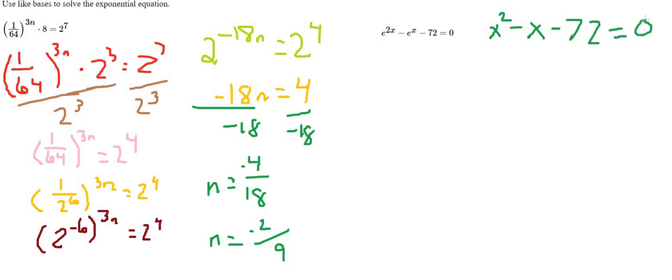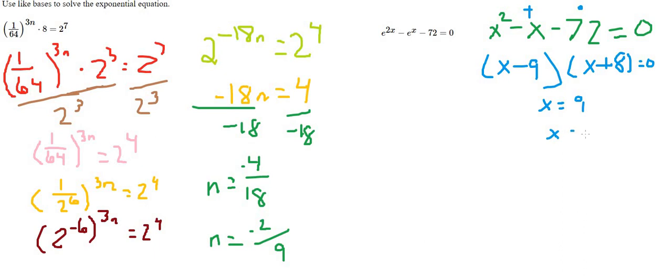You'd either think, hey, let's use the quadratic formula, or we could factor. And if we're factoring it, we want two numbers that multiply to negative 72 and add to negative 1. And that would be a negative 9 and a positive 8. So this would factor into x minus 9 and then x plus 8. And then we would solve this. That'd be pretty easy. Property of zeros, so x equals 9, x equals negative 8.